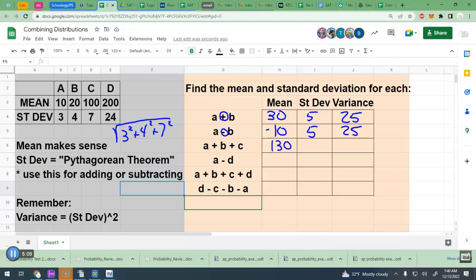A lot of times on the AP test, it'll just be written like that, the square root of 74. If you have to get a decimal, you can. But sometimes they just leave it. And if the standard deviation is the square root of 74, and variance is the standard deviation squared, then the variance is 74. You guys try to fill out the rest of it.